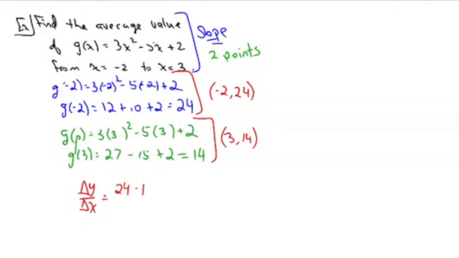And now all you have to do is change in y over change in x is equal to 24 minus 14 over, careful. You started here and went here, so you gotta go here and end here. So it's gotta be negative 2 minus 3. So it's 10 over negative 5, better known as negative 2. So the average rate of change of this function is negative 2.